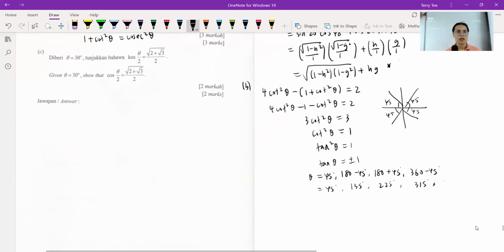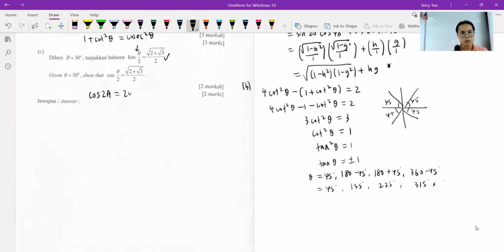Part C. Given that theta is 30 degrees, show that cos theta over 2 is this. Number one, you have to use what we call the half angle formula. Although in the exam they gave us cos 2A, we can just modify it from the second formula. I use the second formula because this is cos. If cos 2A, remember there are 3 formulas. If you're finding cos, we use the second formula. If you're finding sine, we use the third formula. If you're finding tangent, we use the tangent formula.